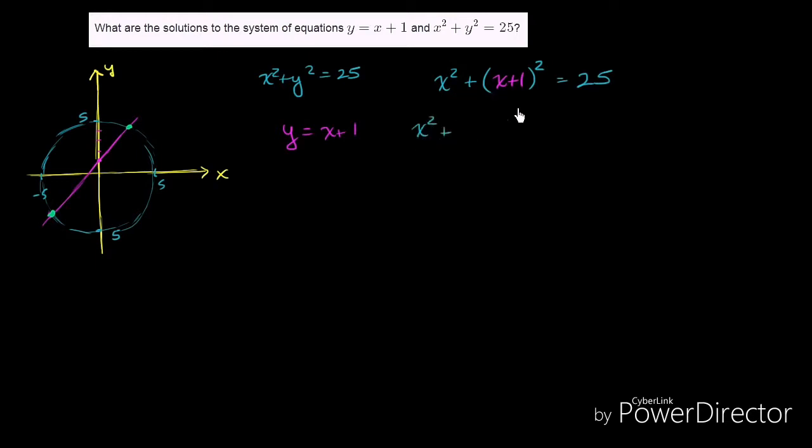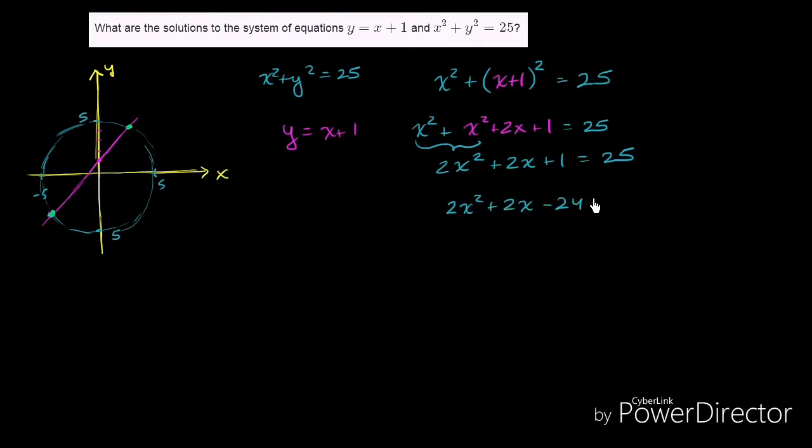So we get x squared plus, now we square this, I'm going to write it in magenta, we'll get x squared plus 2x plus 1, and that must be equal to 25. Now I'm just combining these two terms: 2x squared plus 2x plus 1 is equal to 25. Now, we could use the quadratic formula, but we have to be careful. We have to set this equal to 0 first. So let's subtract 25 from both sides, and you get 2x squared plus 2x minus 24 is equal to 0. And just to simplify this, let's divide both sides by 2, and you get x squared plus x minus 12 is equal to 0.